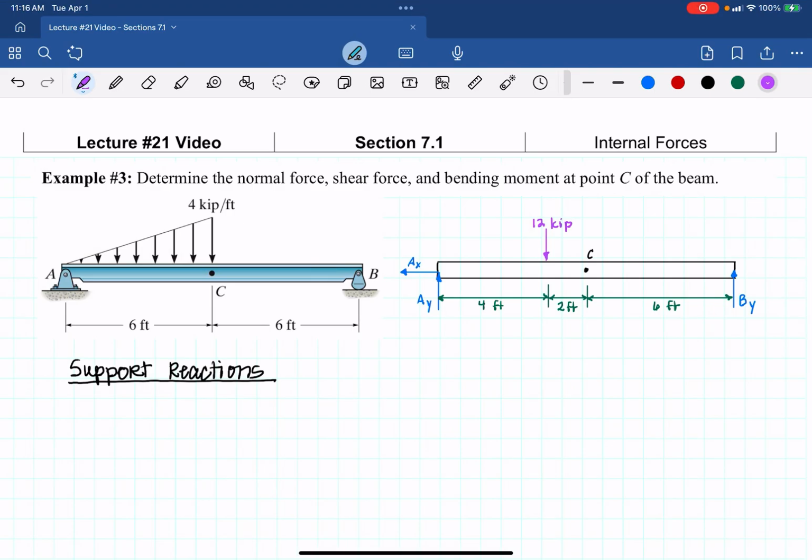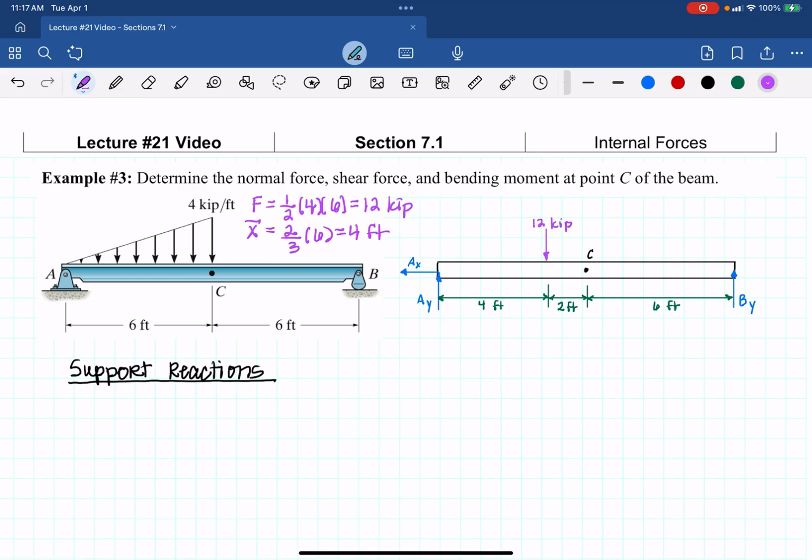This is example number 3 from lecture number 21. And you can see I've got my free body diagram drawn on the right. To find that distributed load of 12 kips, what I did is I took, it is a triangle, so it's going to be half of the height, which is 4, times the length, which is 6, which is going to give me 12. And it is going to act 2/3 of the distance from A, so 2/3 of 6, which is going to give me 4 feet. That's how I got my distributed load.